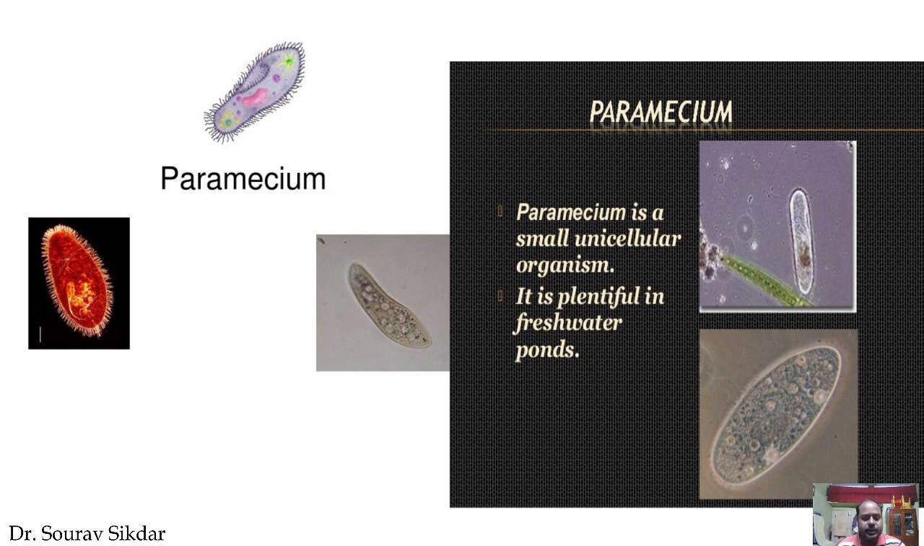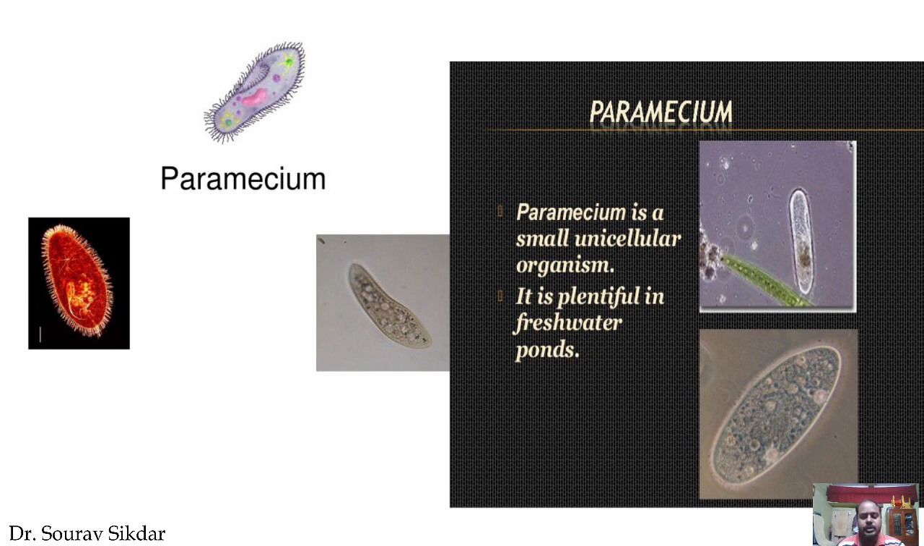Today, myself, Dr. Saurabh Sikdar, will discuss the structure and important characteristics of Paramecium. Paramecium is a small unicellular organism which is under kingdom Protista and subkingdom Protozoa. As it is microscopic, you can't find it with your naked eye.